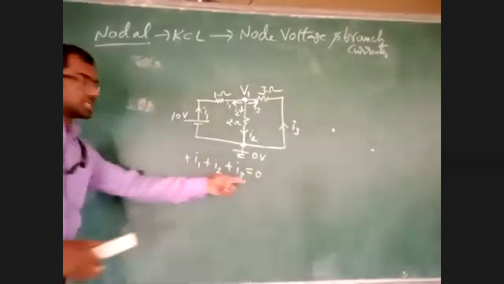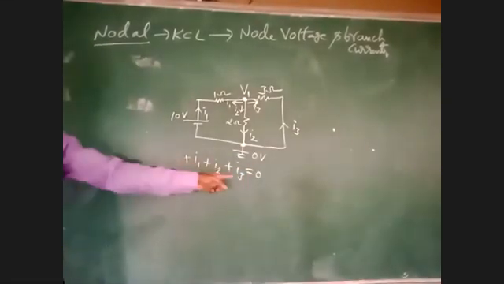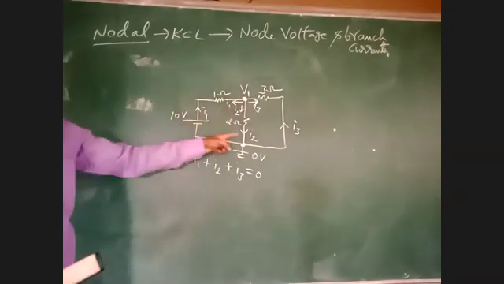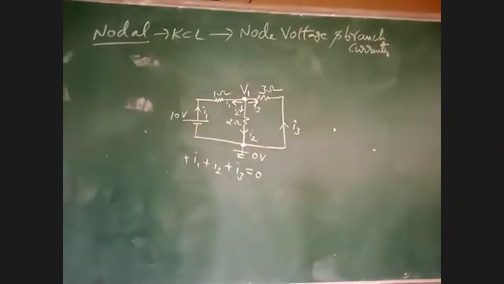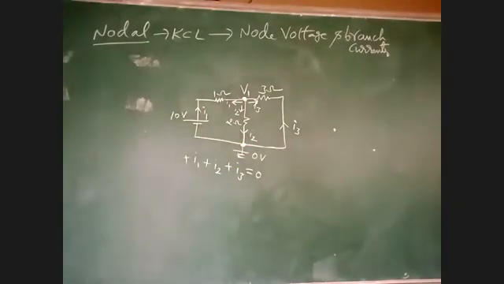Our assumption is all currents are leaving. If all currents are leaving, all are plus. Forget about the current directions given in the problem. For determining node voltage, forget about the current directions given in the problem. We will assume all currents are leaving from the node point. We are not considering the actual direction of current given in the problem. We are following our assumption for determining only node voltage.